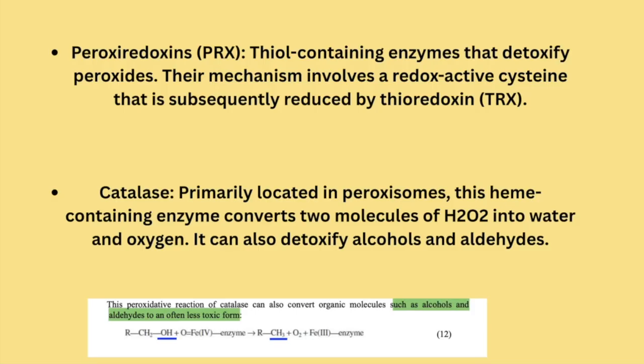We also have something called PRX, or peroxiredoxins. They are also thiol-containing enzymes that detoxify peroxides as well. So all of them are working on peroxides and converting them to water, while the only one that works on superoxide is the first one, superoxide dismutase. Okay.